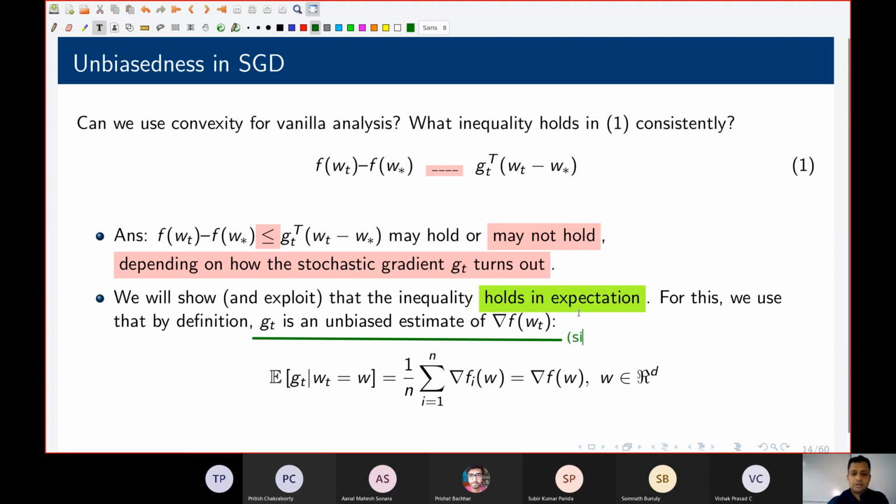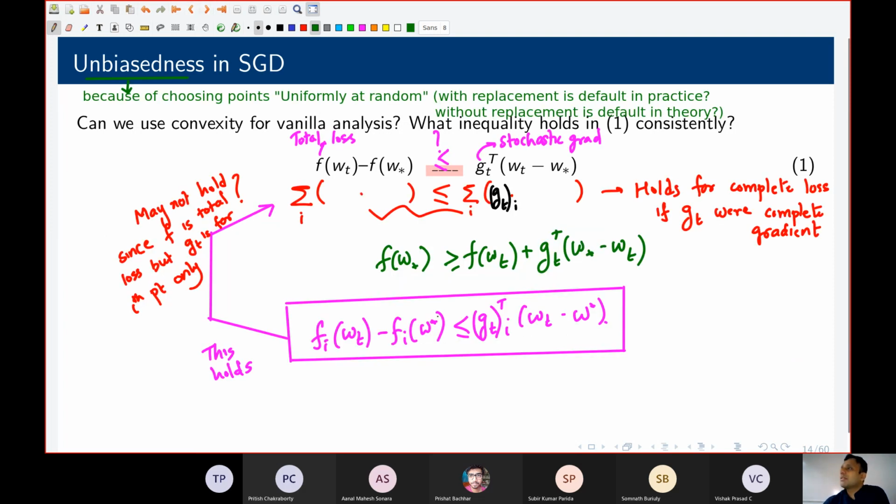Right, since the point for computing GT was picked uniformly at random, the expected value of GT is basically the average value of the gradient, the sum of the gradients divided by n. Why did this hold? This one.